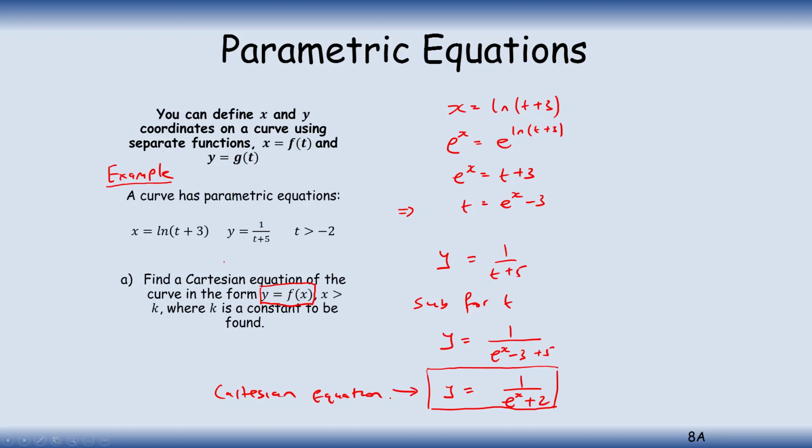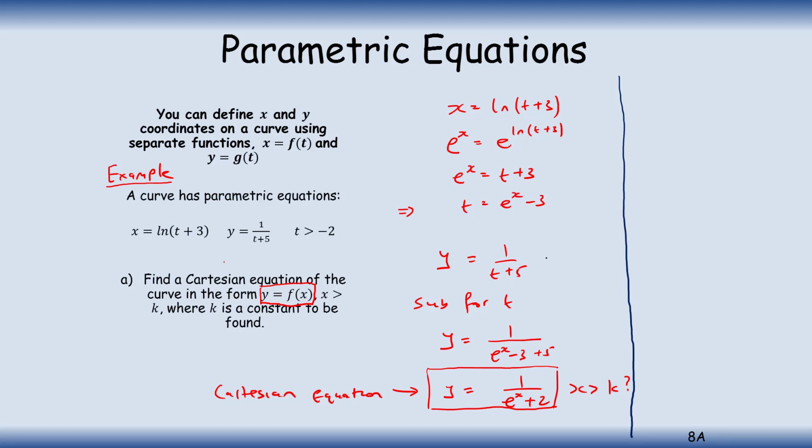There's our Cartesian equation. Now we want to find the limit then. It tells us that x is greater than k. So we want to find out what is k. Okay. Now let's switch pens, use a different color, make it easier to work on the same page. So if I just draw a line here. There we go. So x is greater than k.